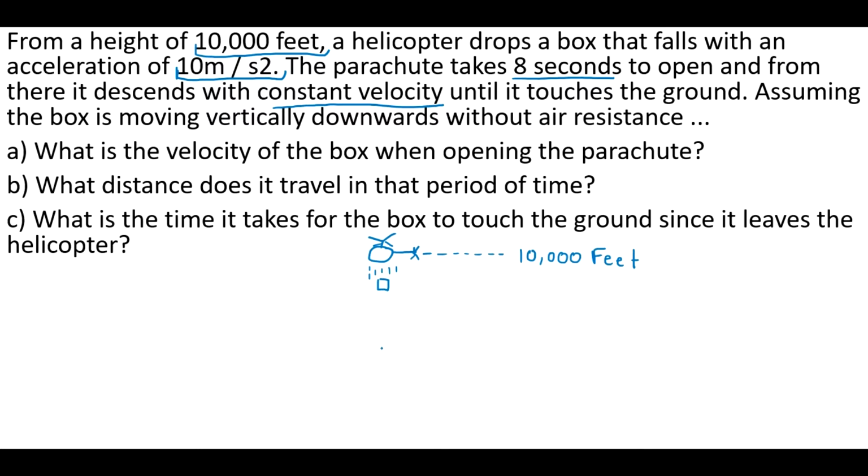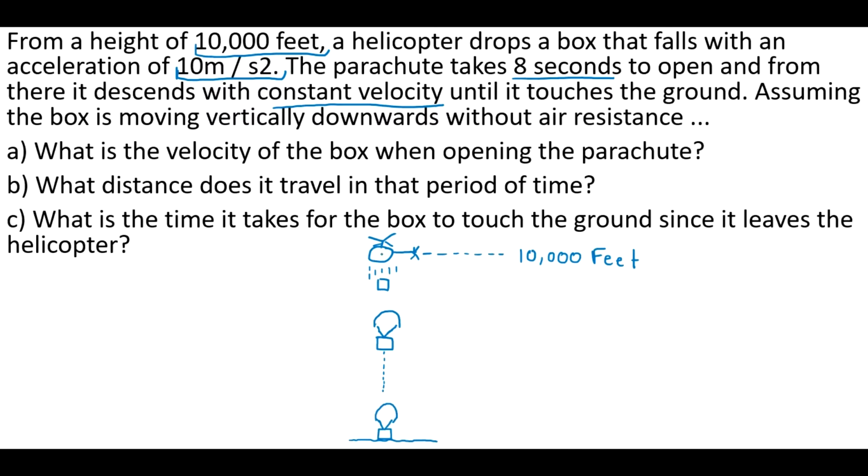And for example, 8 seconds later, it's going to open the parachute. Let's say that here is the box. Now with the parachute, let's say that it's gonna be something like this. Okay. And from this point, it will remain falling down until it touches the ground. Let's say that this is the ground. Okay, and at this point, it's going to touch the ground. Finally gets there. Okay, something like that.